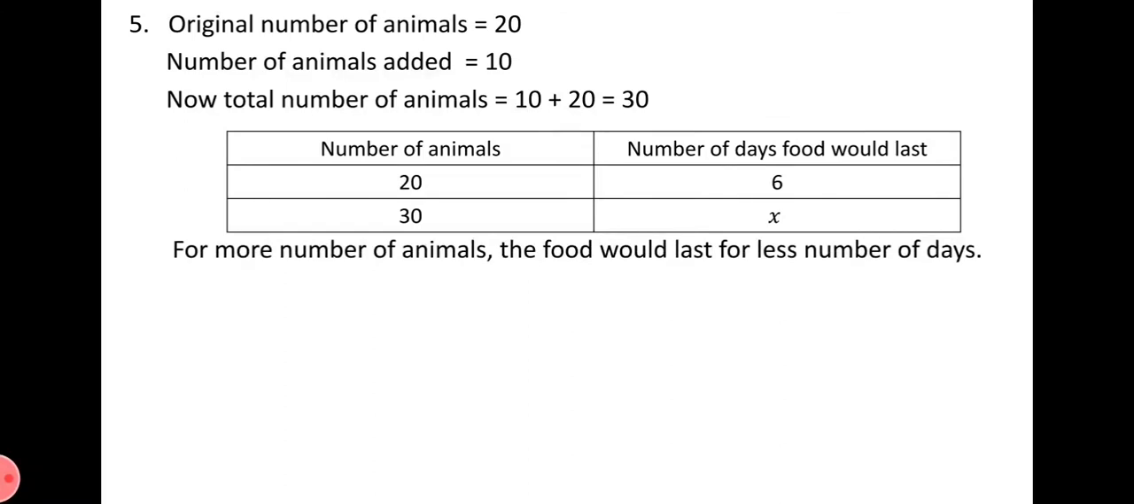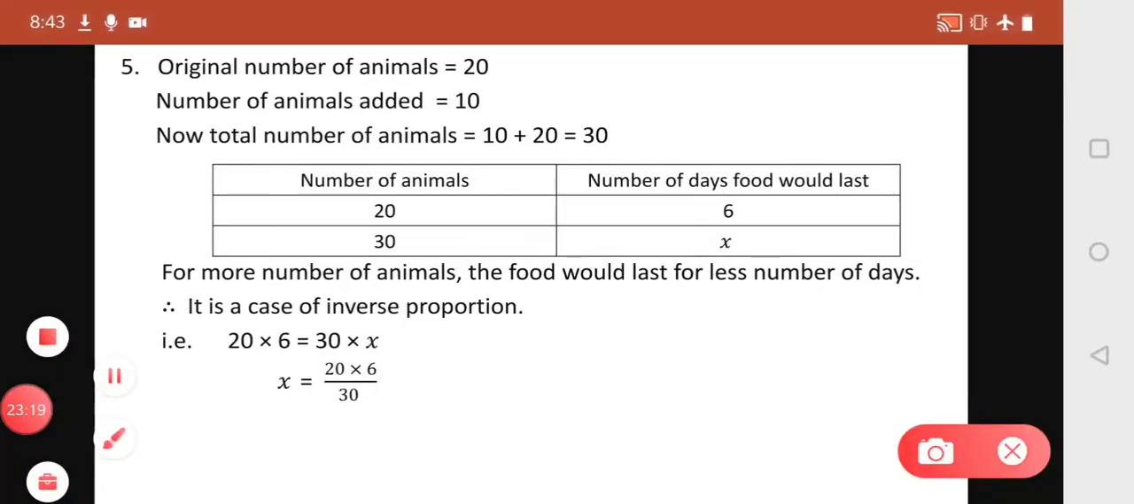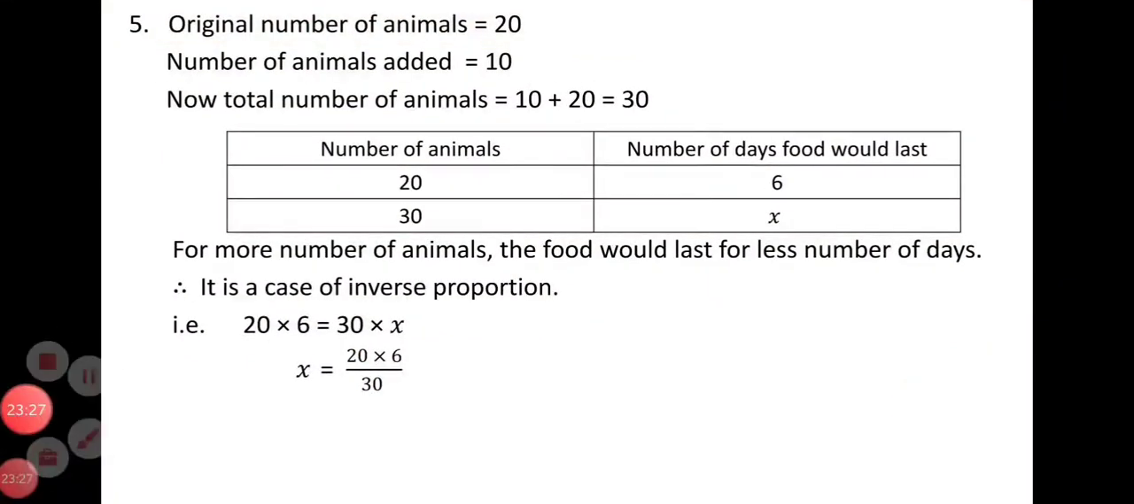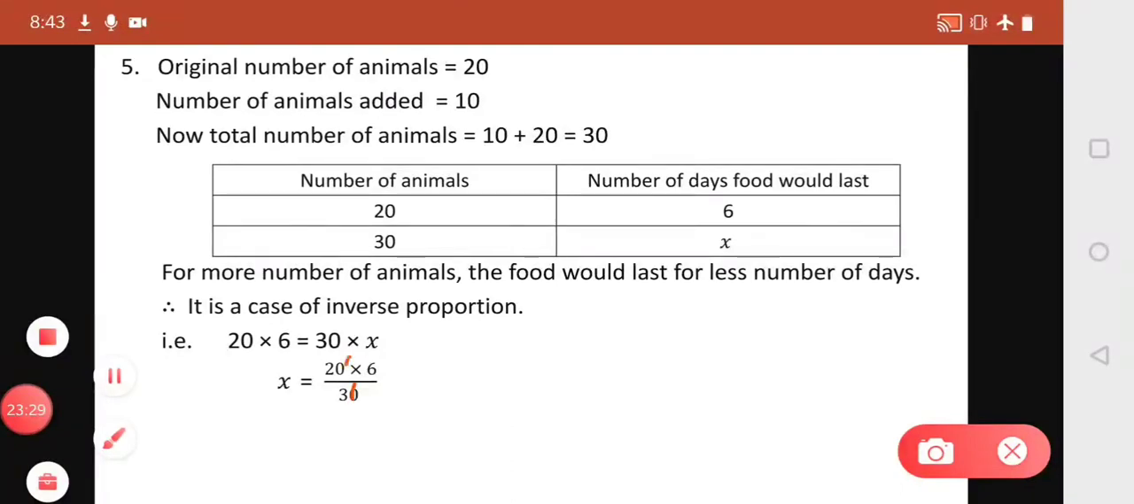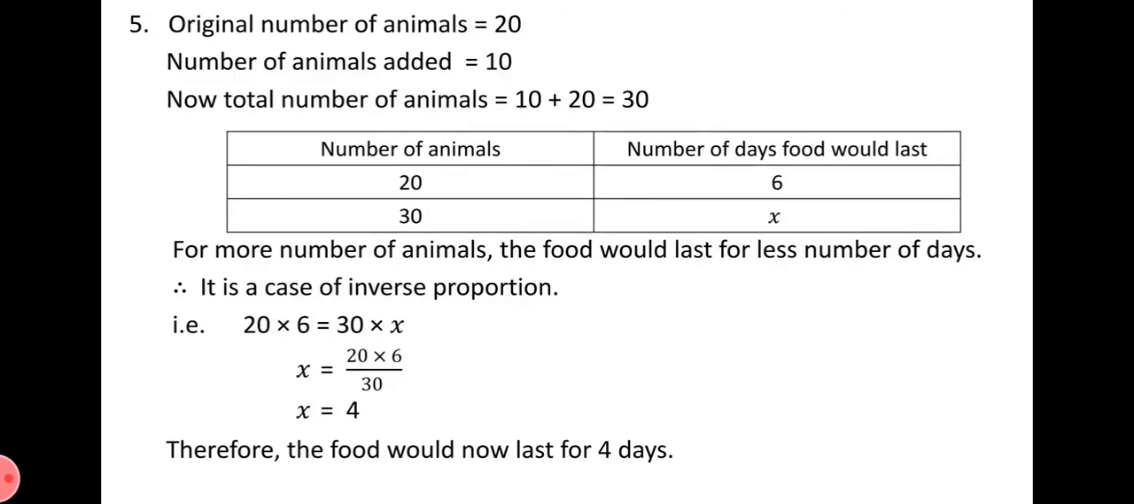Since for a larger number of animals the food would last for fewer days, it is a case of inverse proportion. Therefore 20 into 6 equal to 30 into x. This implies that x equal to 20 into 6 upon 30. Here again you can cut very nicely and easily. 0 and 0 will be cut, and 3 ones are 3 and 3 twos are 6. So 2 twos are 4. So x equal to 4. Therefore, the food would now last for 4 days.